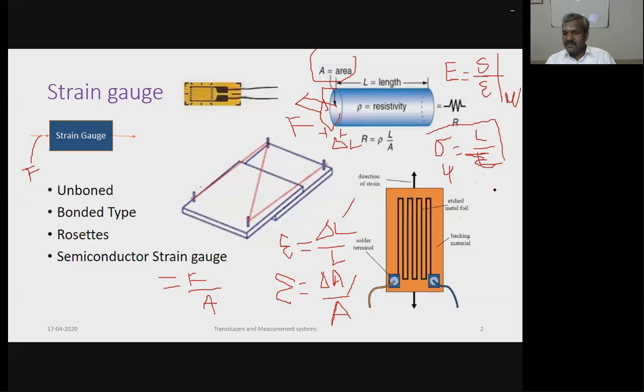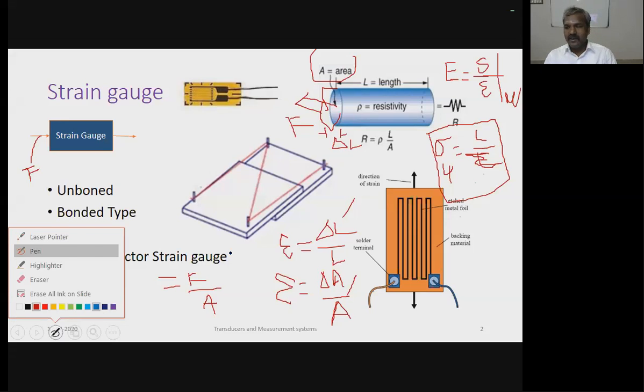These terminologies are very important. What is strain? Strain is in general change in dimension to original dimension. What is volumetric strain? Change in volume to original volume, also called bulk strain. Young's modulus is nothing but stress by strain within the elastic limit. Then Poisson's ratio is equal to lateral strain to longitudinal strain.